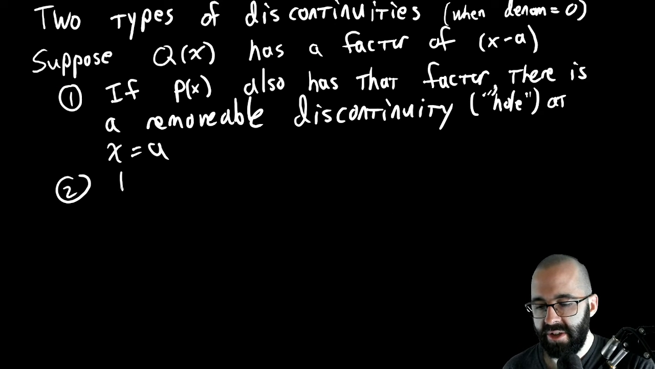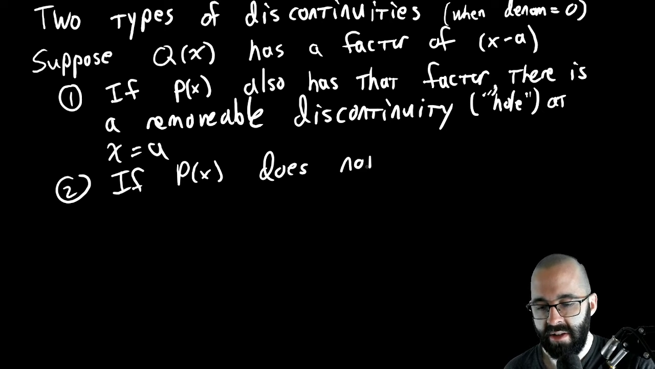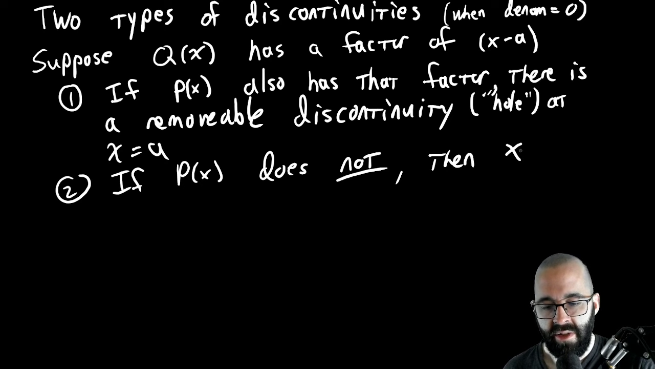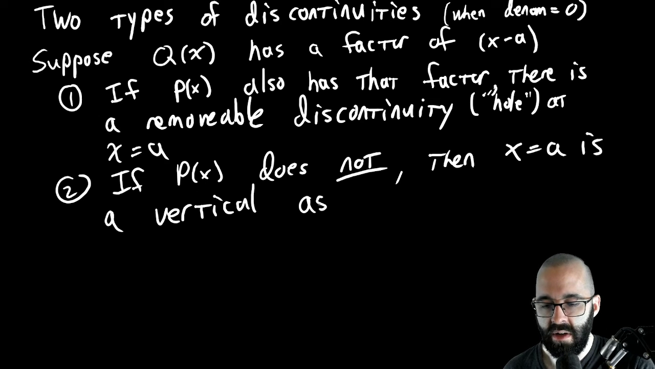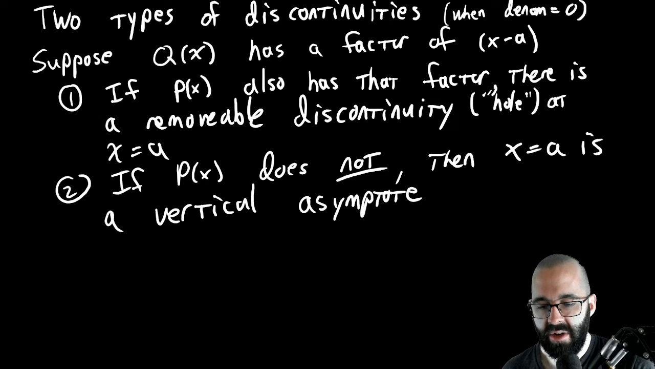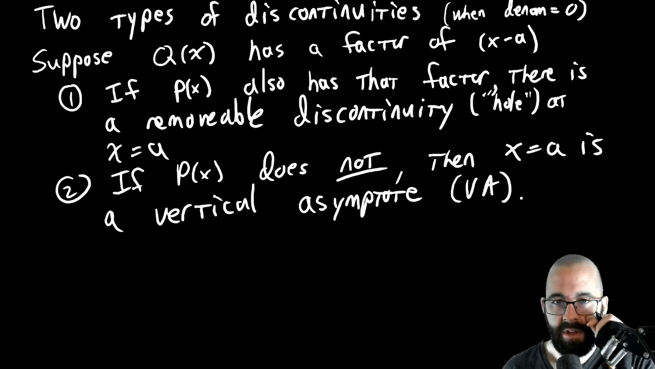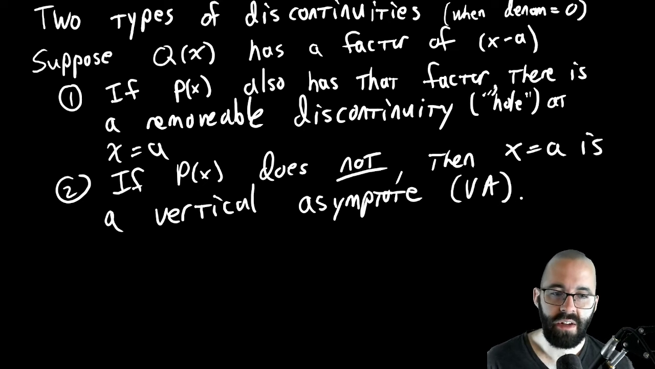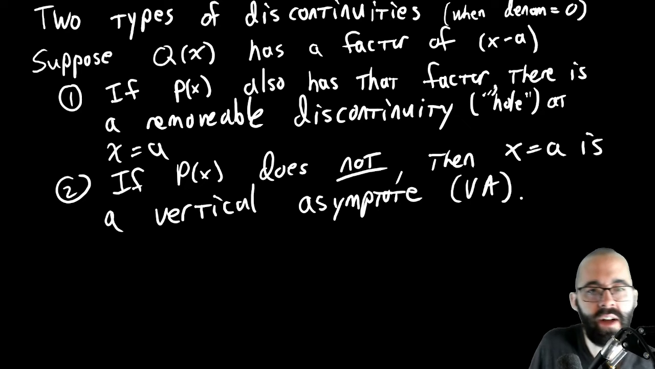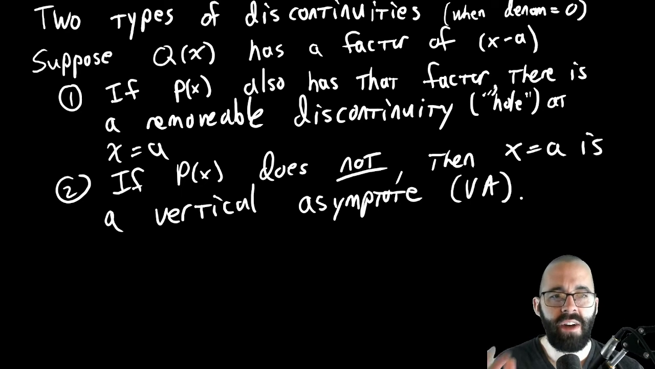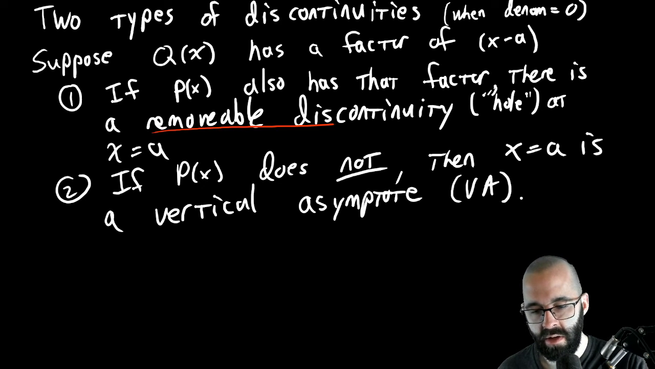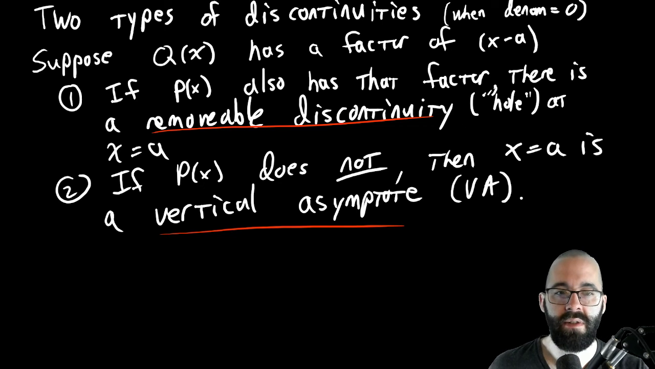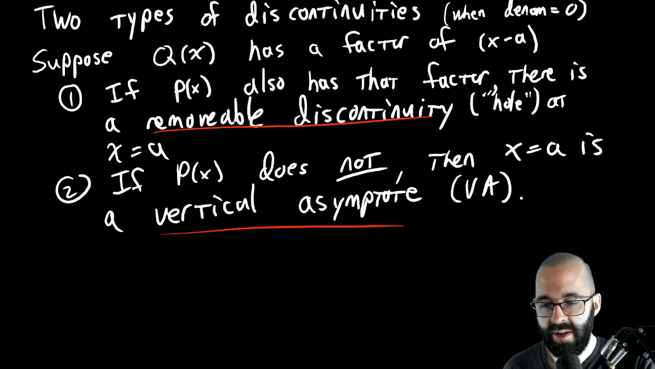Okay. So if the top does not have that factor, then x equals a is a vertical asymptote. And a lot of times I'll abbreviate vertical asymptote VA. So that's what this video is all about. Domain is just everywhere the denominator is not 0. And if the denominator ever is equal to 0, we either have a removable discontinuity, or a hole, or a vertical asymptote. And that's how everything in this video ties together.